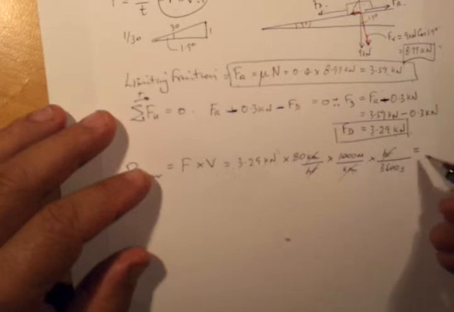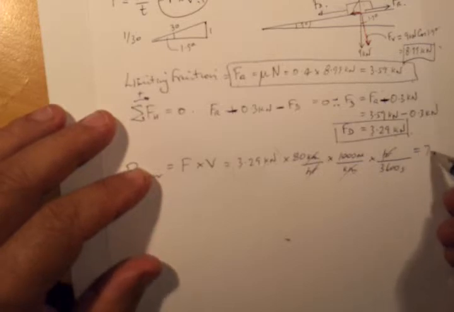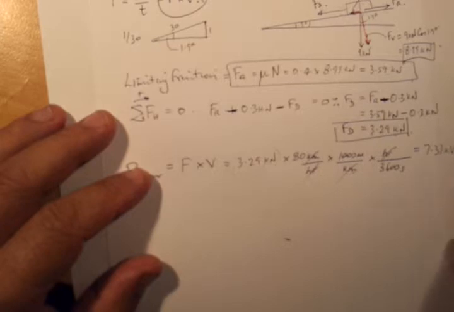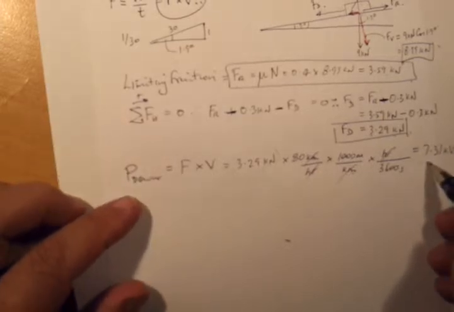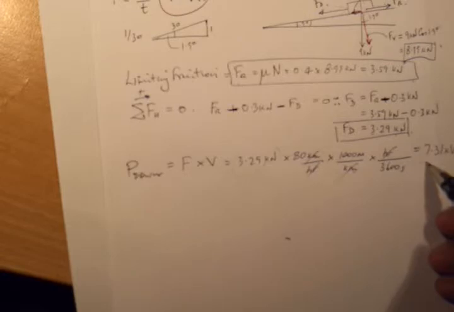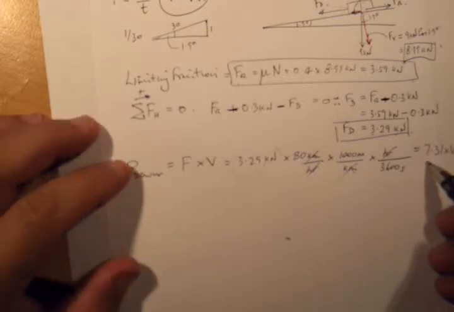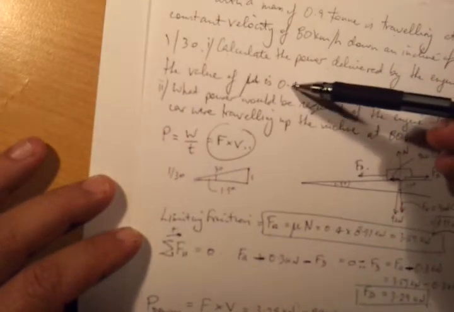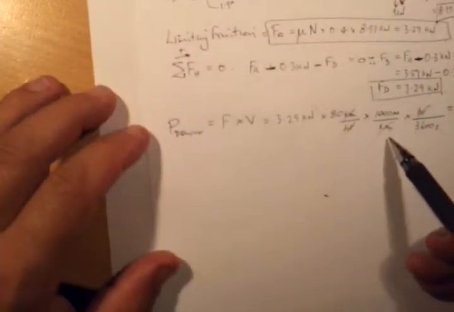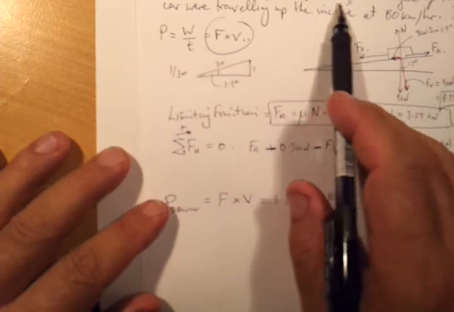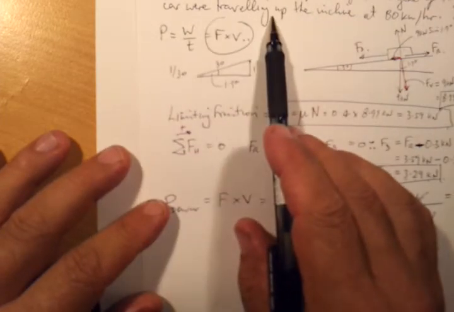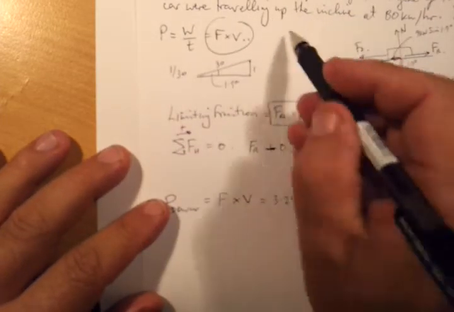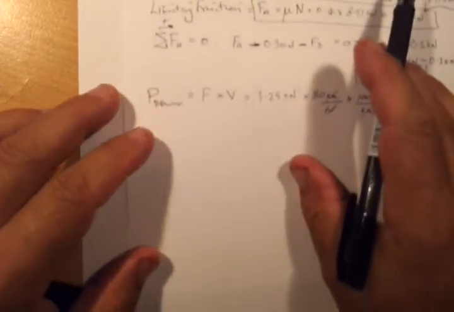When you work all that out and calculate it all out, it comes out to 7.31 kilowatts. So that is the power required by the car to travel down the hill at 80 kilometers an hour constant velocity with that frictional resistance that we've been told is inbuilt into its system. Okay, so part 2, what power would be required of the engine if the car were travelling up the incline? So up the incline at 80 kilometers an hour.